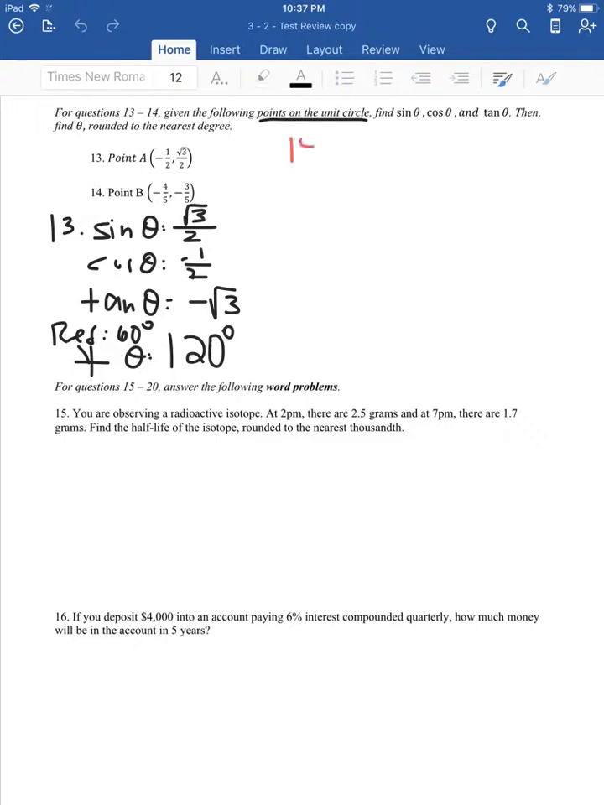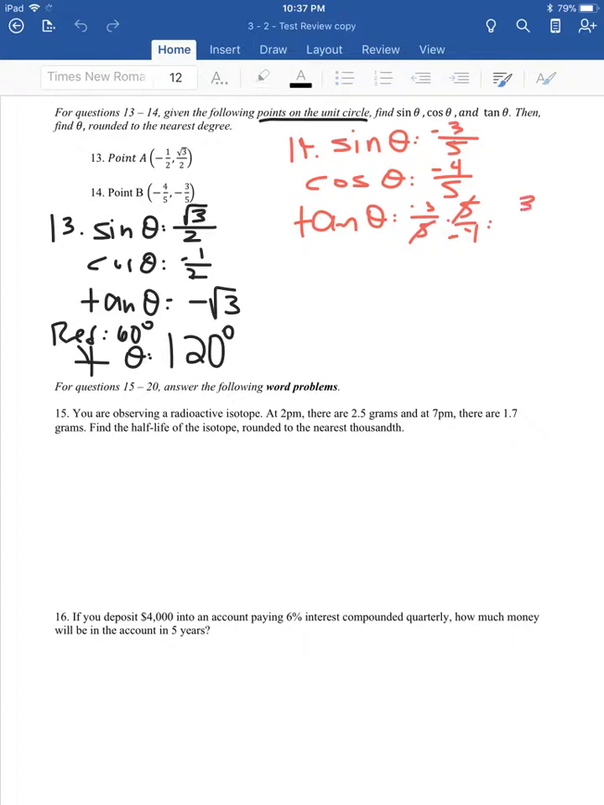So then 14. So 14 is a little bit more involved because it's not going to be a special angle. So 14, we have that the sine of theta is equal to negative 3 over 5. The cosine of theta is equal to negative 4 over 5. That's my x value. The tangent of theta is going to be equal to negative 3 over 5 times 5 over negative 4. So these cancel. Negative 3 divided by negative 4 is just positive 3 over 4.